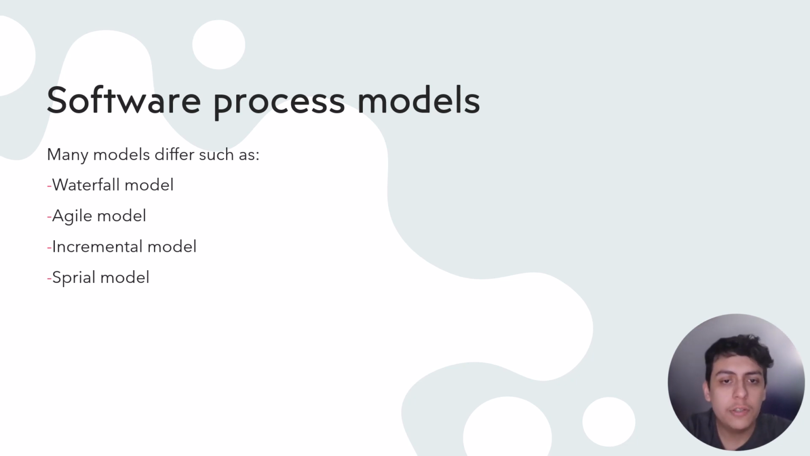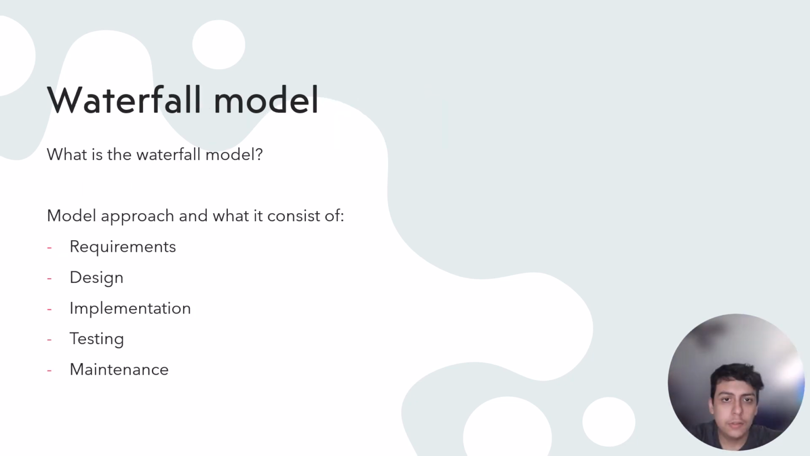So software process models. In this slide we have many different examples of what models are available. Each one has a different way of working, and in this next slide we will see an example of one of these models and the thought process behind each one. Alright, so our slide is the waterfall model.